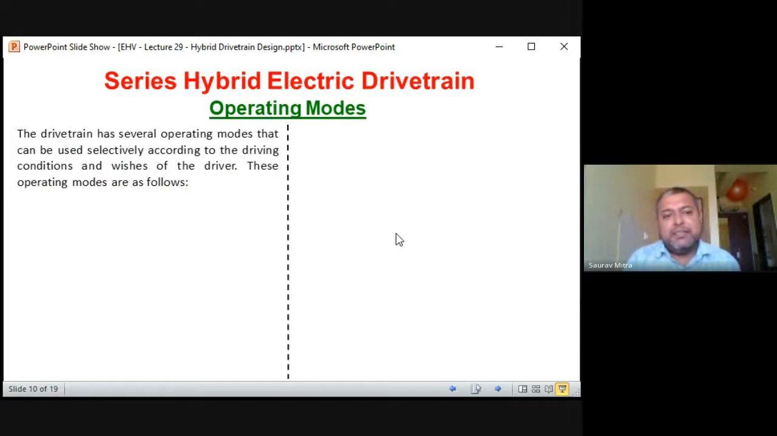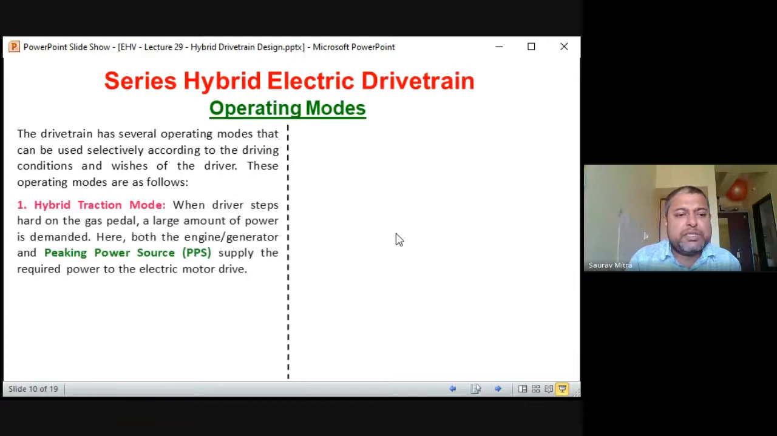Next slide. This is also an important slide. Series hybrid electric drivetrain, there are different operating modes. So there are several operating modes that can be used selectively according to the driving condition and wishes of the driver. Okay, because the driver is giving the main command, that is what he wishes to do. Either he wants to drive slow or fast, whatever. So these operating modes are as follows.